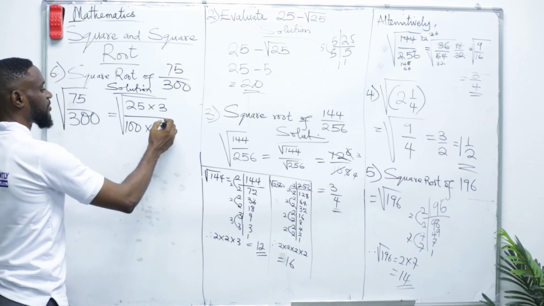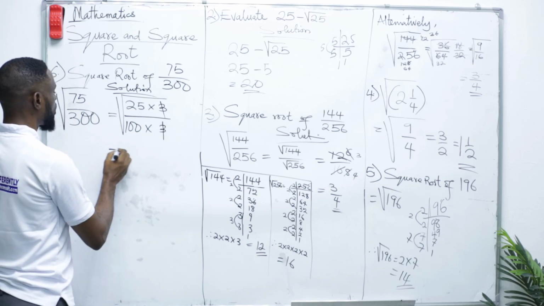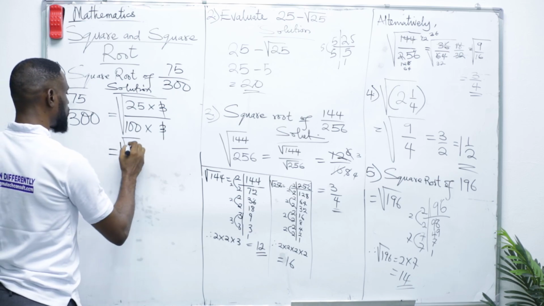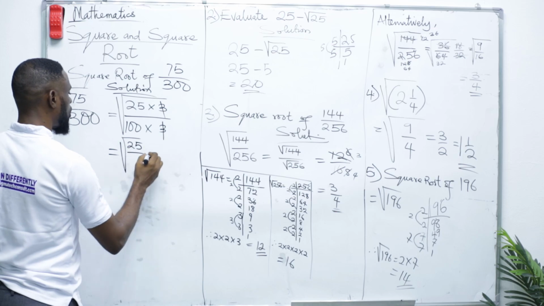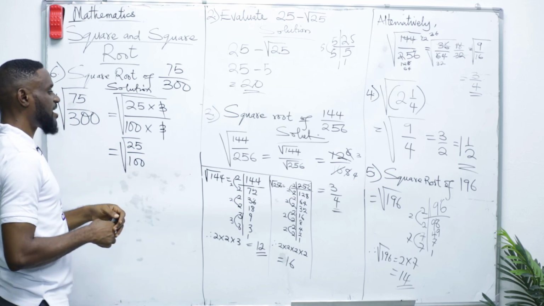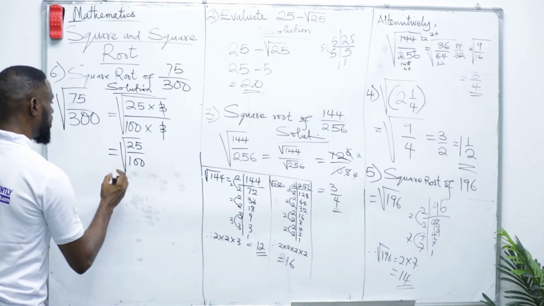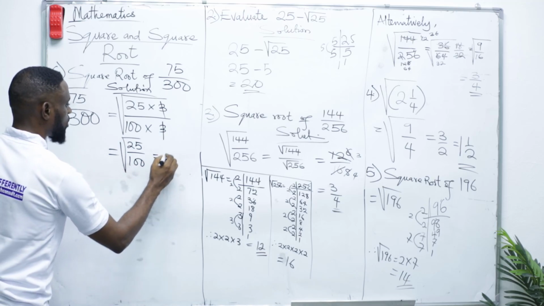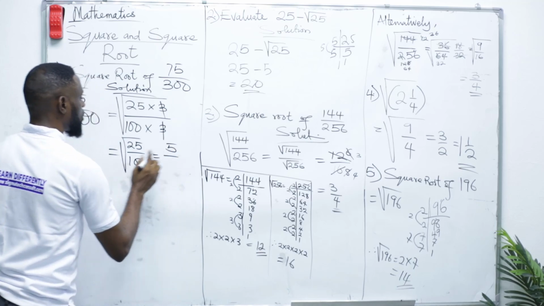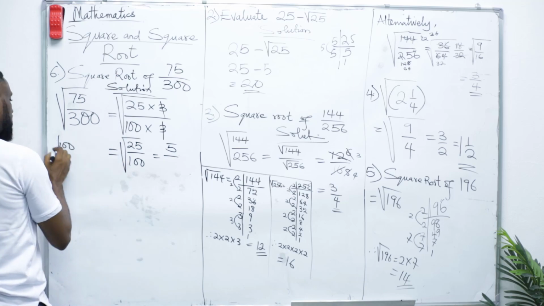So with this, 3 can cancel 3. You see the points now? To give us square root of 25 all over 100. Square root of 25, we had established here to be 5, right? So this will mean 5 divided by square root of 100, let's get that. 100, let's get the square root.